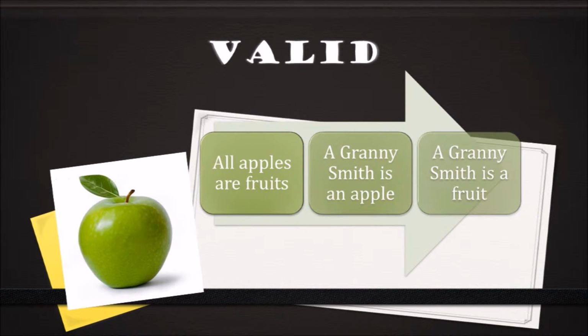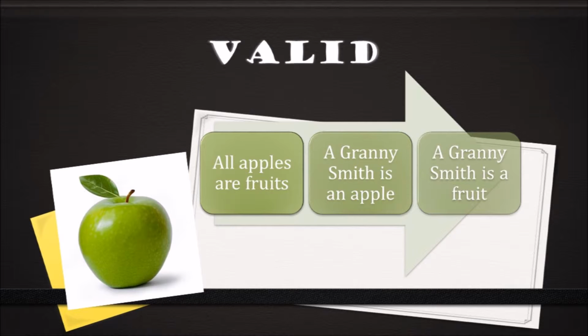Example. Premise. All apples are fruits. Premise. A Granny Smith is an apple. Conclusion. Therefore, a Granny Smith is a fruit. According to the first premise, all items that are classified as apples are also classified as fruits. According to the second premise, Granny Smith is classified as an apple. The first premise is a general statement, while the second premise refers to a specific case. The conclusion says that a Granny Smith has to be a fruit because of its inherent properties as an apple.